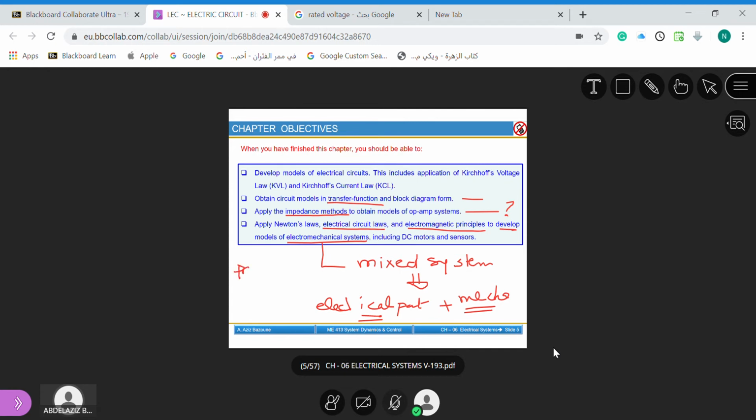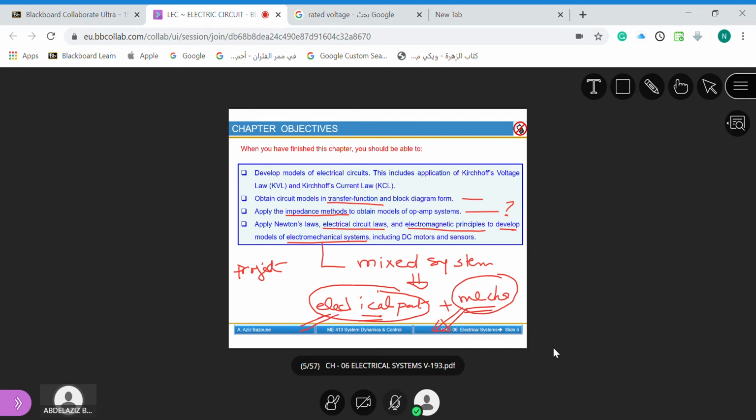Maybe next week, inshallah, I'll give it to you. We will have the mechanical part that drives the electrical part. So we will use the mechanical movement to have electrical power.